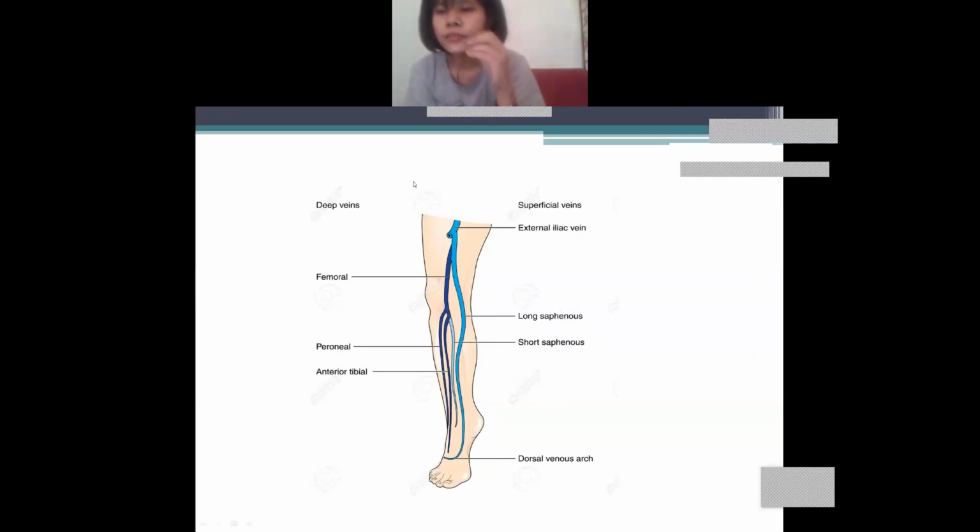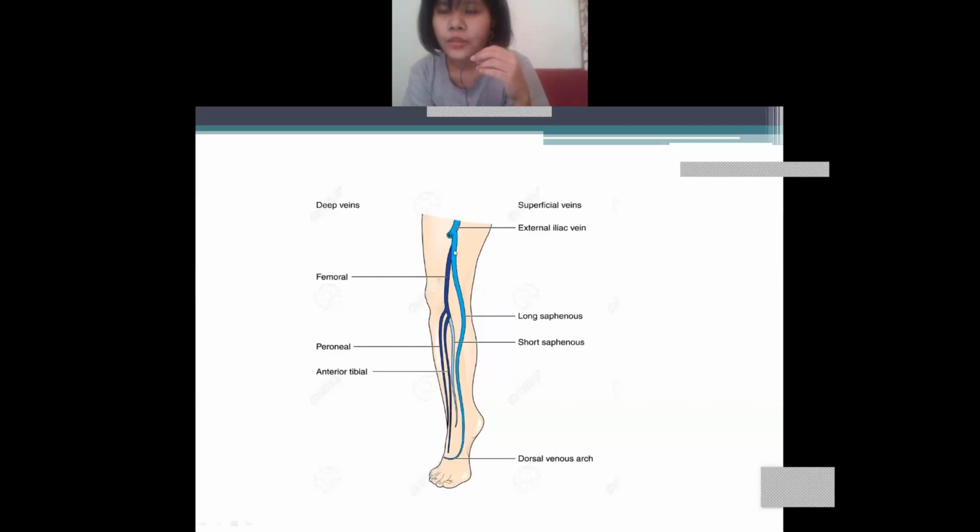Okay, so this is the lower limb veins, right? In the lower limb veins, you will find two types of veins, that is the deep veins and the superficial veins. Understand? So the deep veins are darker, I mean, in the picture it's shown like that. The darker ones are the deep veins, and the lighter ones, right? So the lighter ones are the superficial veins.